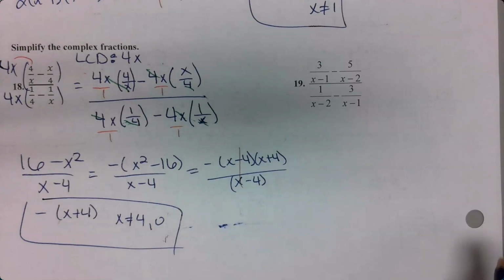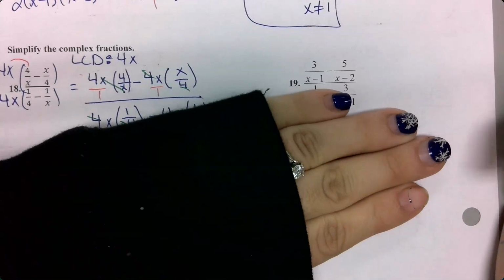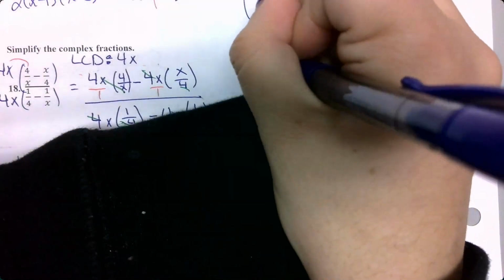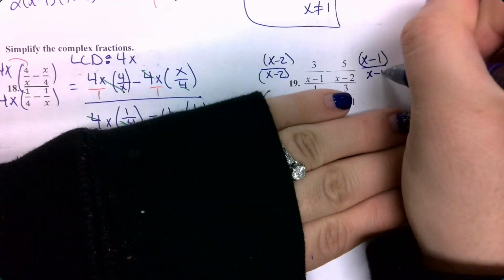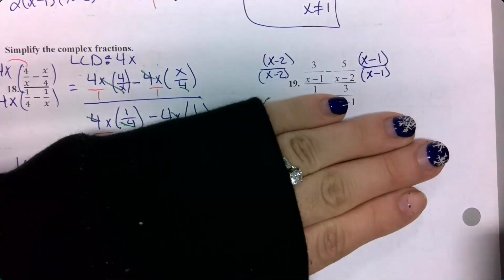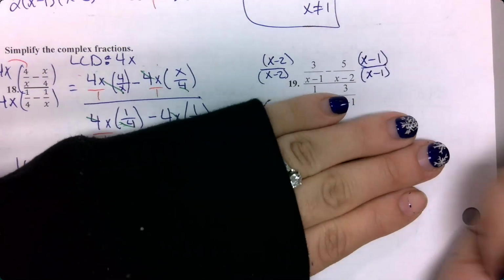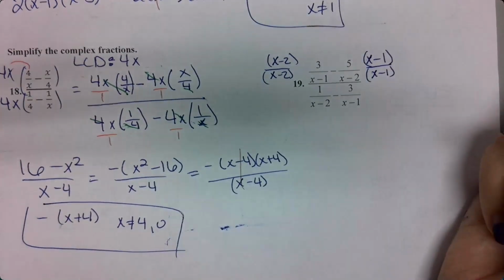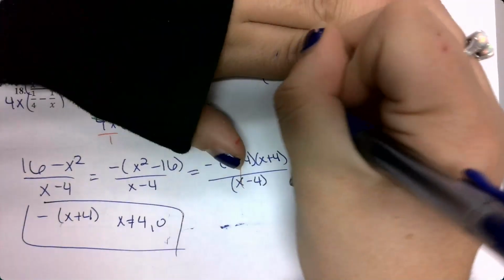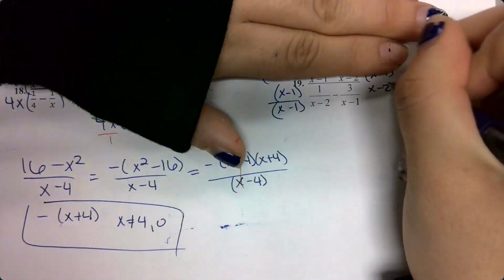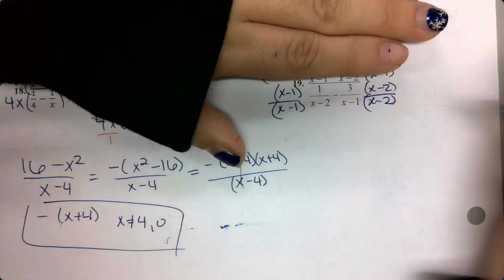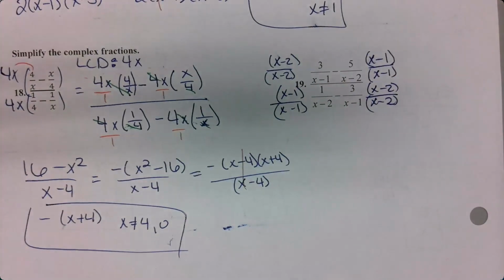Okay. On number 19, I'm going to make them have the same denominator. So if I look just at my numerator, I want to multiply my first fraction by x minus 2 over x minus 2. And my second fraction by x minus 1 over x minus 1. So, on the bottom here, I'm going to multiply my first fraction by x minus 1 over x minus 1. And then my second fraction by x minus 2 over x minus 2.